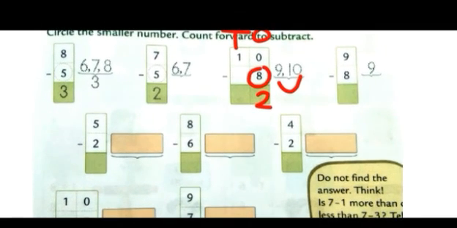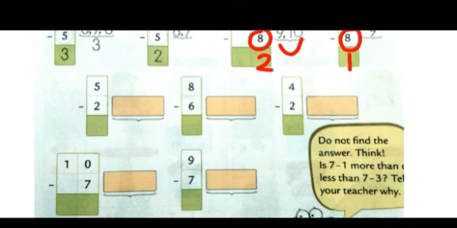Now let's see the next one. 9 minus 8. First, we have to circle the smaller number. So, 8 is the smaller number. Now, from 8, we have to count forward till we reach 9. Because we have to subtract, 9 is a bigger number. Okay. So after 8, only one number we have counted and we reached 9. So, how many numbers? 1. Only one number we have counted. That means 9 minus 8 is 1.